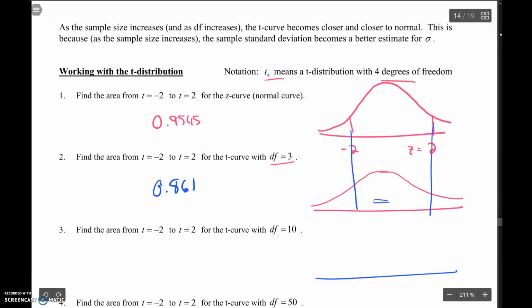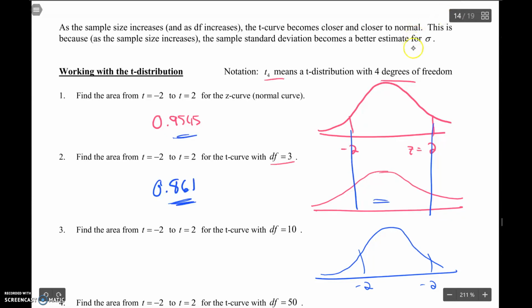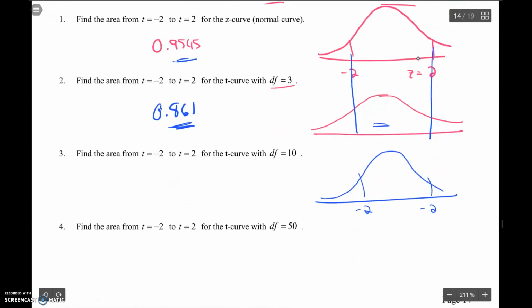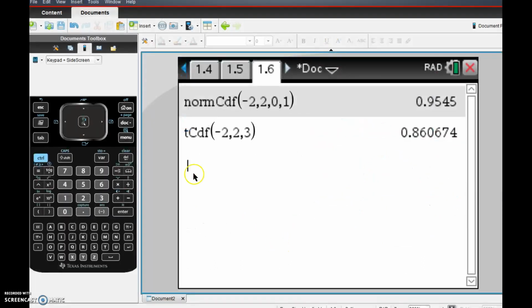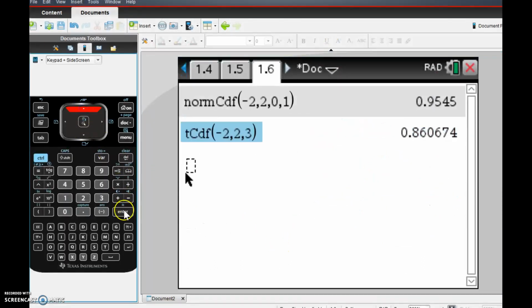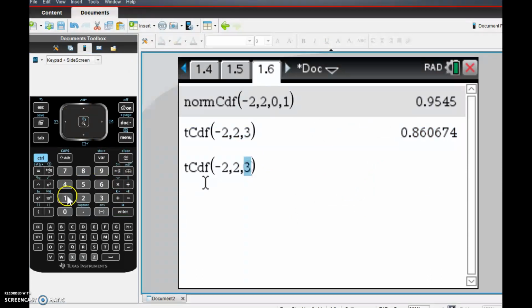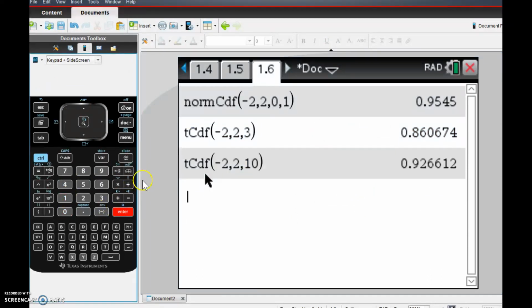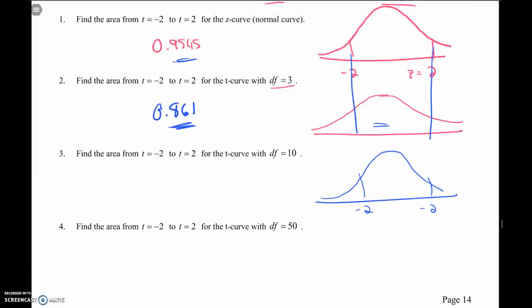Okay, so now 10 degrees of freedom. Now 10 degrees of freedom is going to be more normal, closer to normal. It's probably going to be bigger than this, but still less than that. Actually, we can just do these last two, crank them out, 10 and 50. Just change that last input to 10. 92.7.